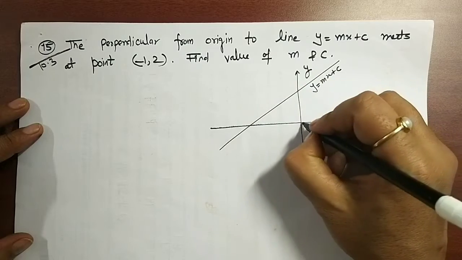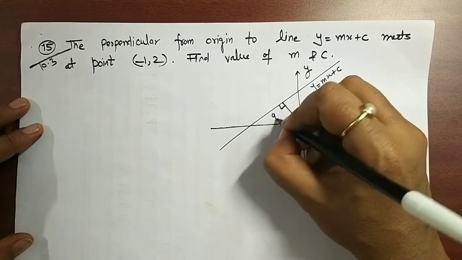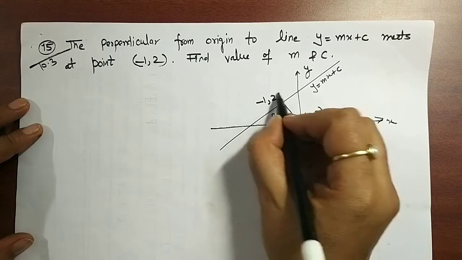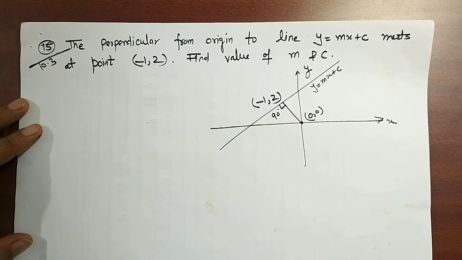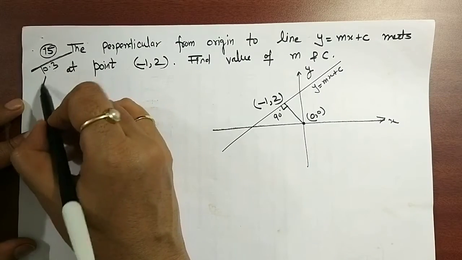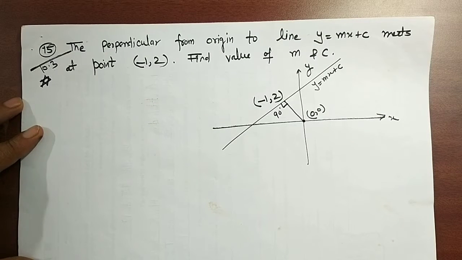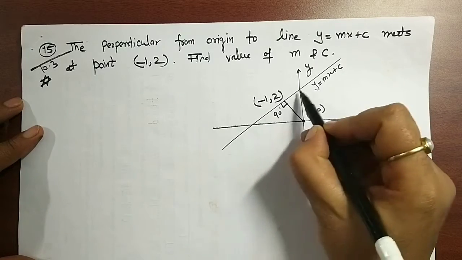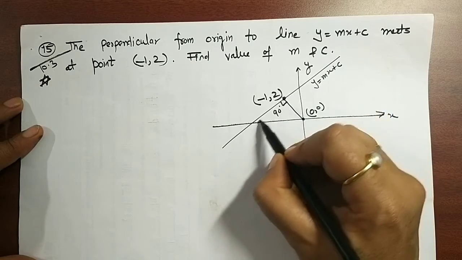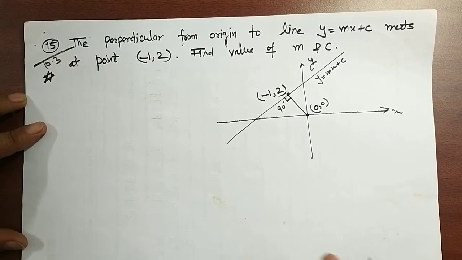They are saying there is a perpendicular from origin to the line. Perpendicular means this angle is 90 degrees and it meets the line at the point minus 1 comma 2. Okay, so they are asking the value of m and c. It's a very interesting, easy and important question for exam. Okay, so let's start. One thing they are saying is that this point is present on the line. So whenever any point is present on the line, it satisfies the equation. So from there we will get some information, right?